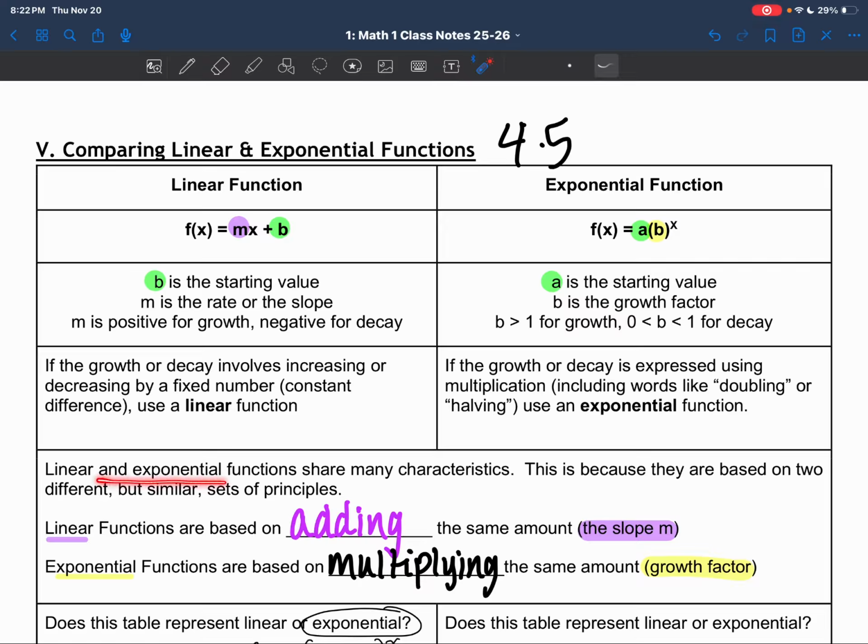Linear and exponential functions share many characteristics, which we have already talked about. This is because they're based on two different but similar sets of principles. So linear is where you're adding the same amount, that's your slope. And exponentials are where you're multiplying the same amount, which is your growth factor.